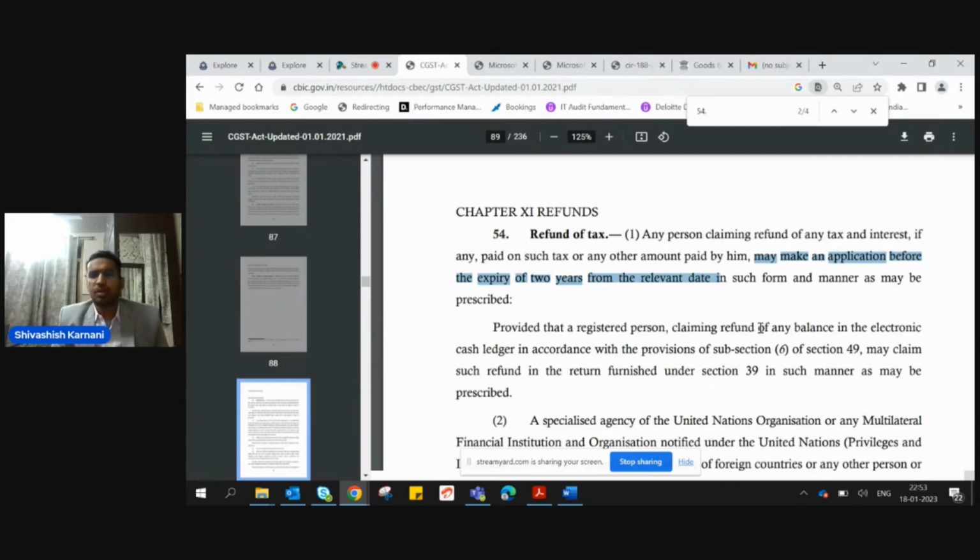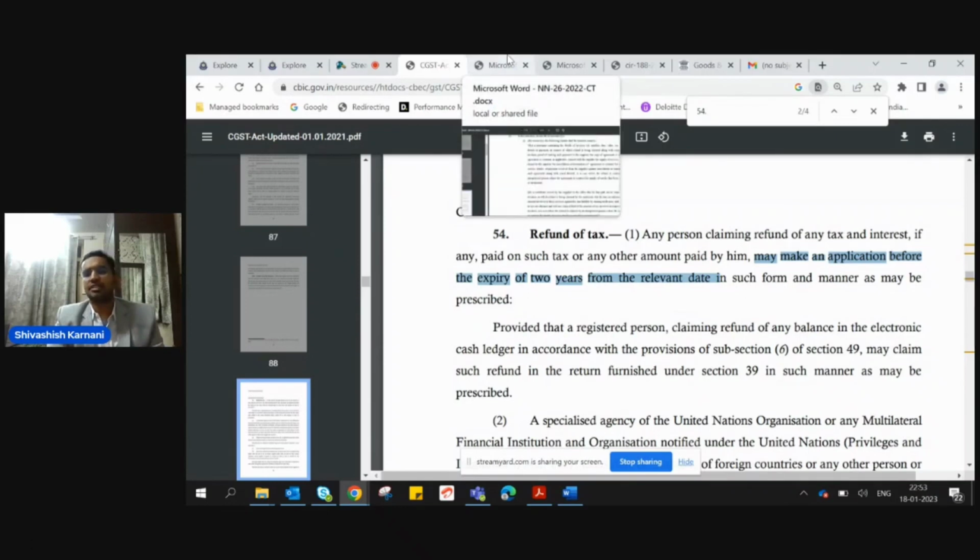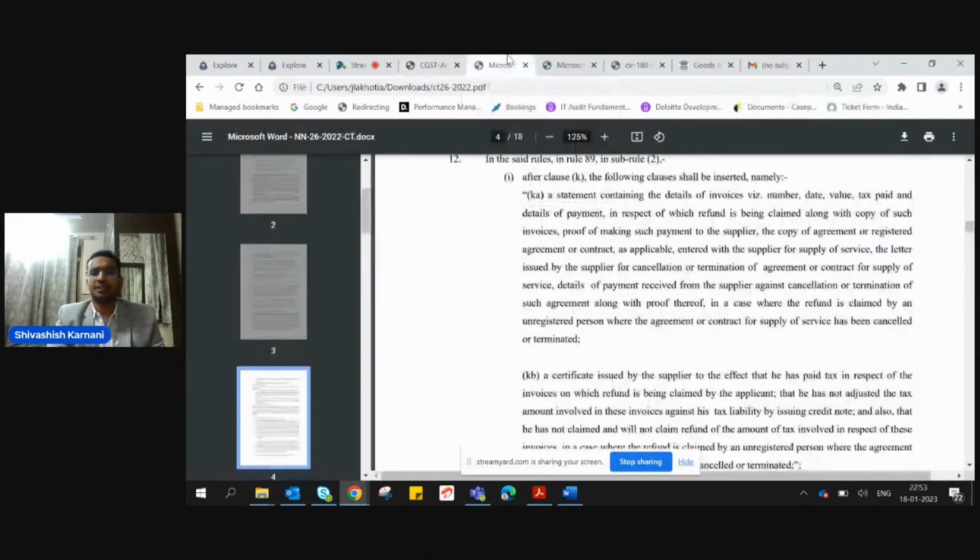Now we are going to a notification which has recently been introduced by the government, which deals with refund of GST to unregistered persons. What does this notification say? Let's see. It says in the said rules, in rule 89, subrule 2, after clause A, the following clause shall be inserted.